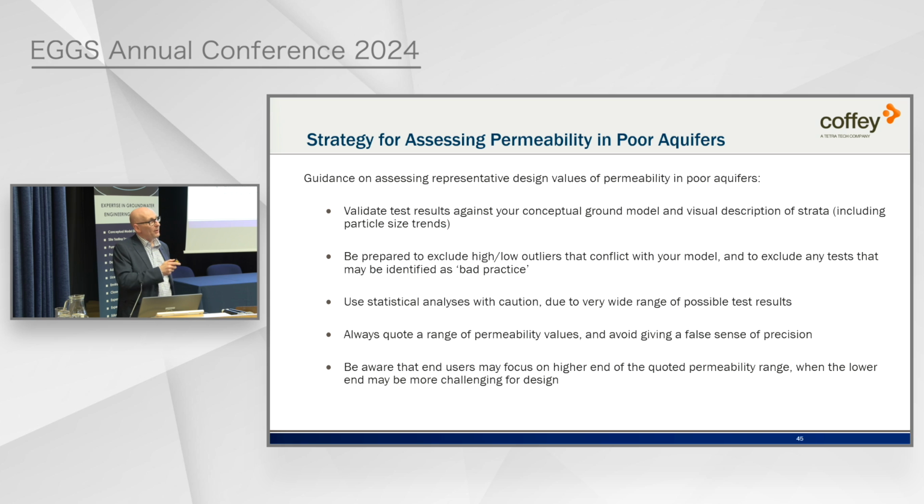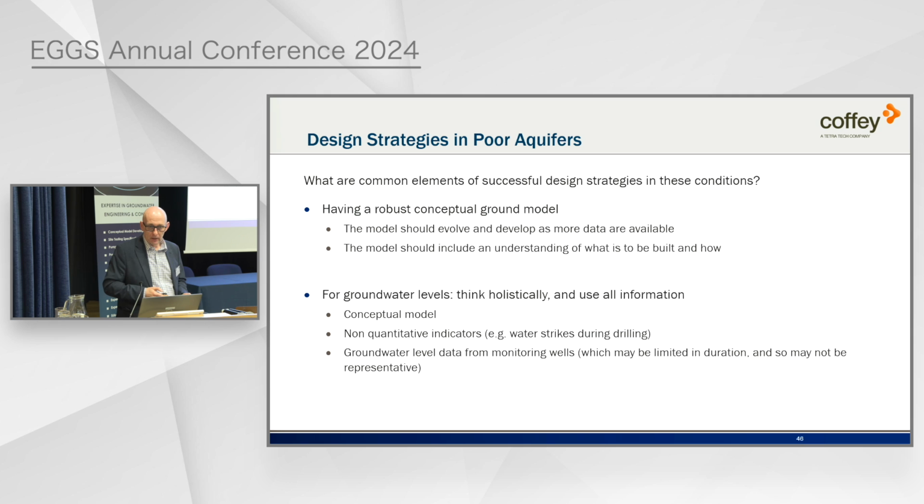But you also need to remember that particularly if you're writing this report for someone who's less geologically minded, they're going to look straight at the higher end of the permeability. So if you say the permeability is from 5 × 10⁻⁶ to 5 × 10⁻⁷ meter per second, the higher end will give you a higher flow rate, and everyone will worry about that. I'm not worrying about that. I'm worrying about the 5 × 10⁻⁶ value, and that's the whole point of what I'm talking to you about tonight. So now in terms of design strategies, what are the common elements of design strategy in these conditions?